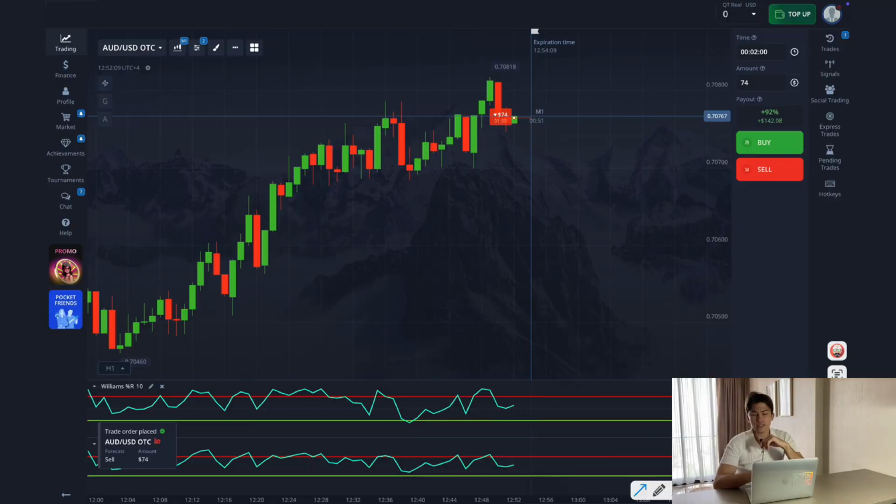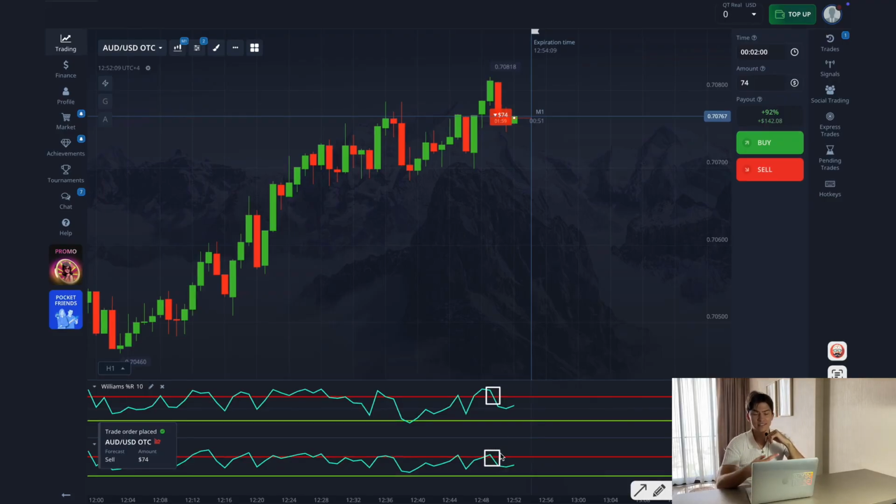First thing I'm watching is Williams. The moment the turquoise line crosses the red level from above to below, that's the first signal the market may be shifting into a downside phase. The rally starts running out of momentum, seller pressure begins to build, and we can start forming the early structure of a downtrend. Next step, we check RCI.